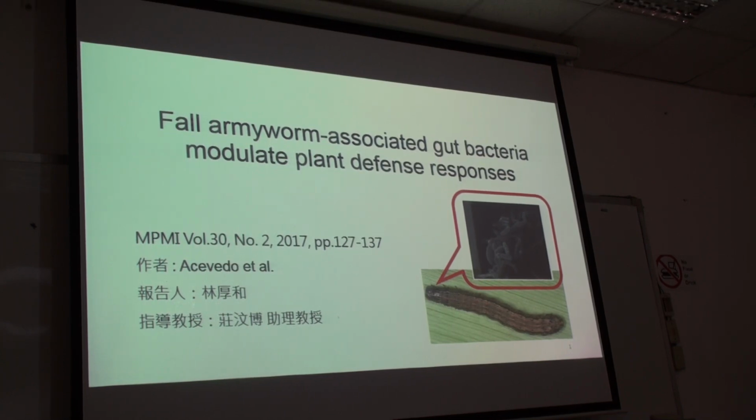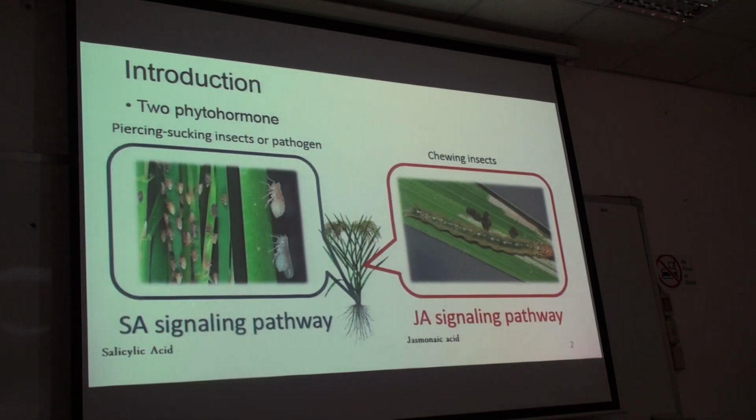Today I'm going to talk about "Armyworm-Associated gut bacteria modulate plant defense responses." Before we go through today's paper, I'll give you a short talk to recall your memory about my presentation from last time. Under insect feeding, plants have 2 hormones to regulate plant defense.